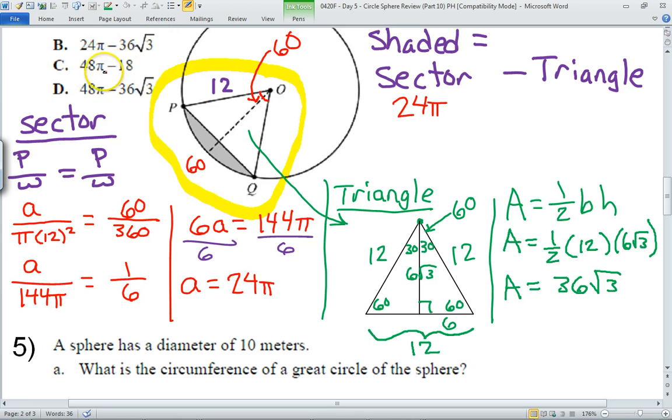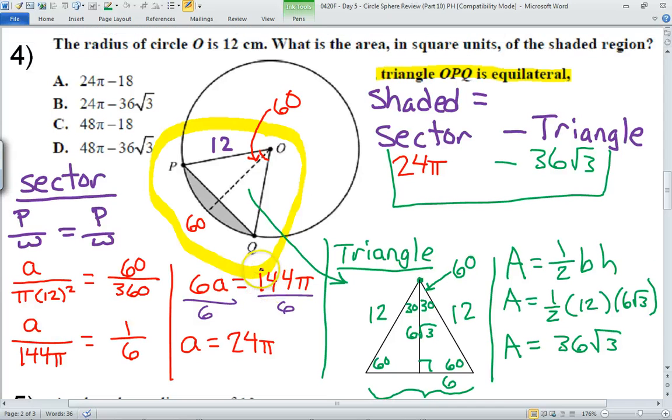Looking over at the multiple choices, I see that they involve radicals and pi's, so it's important that I not get any decimals. So if I include that back in my formula, I wanted the area of the sector minus the area of the triangle, which is 36 radical 3. That was our strategy to find the shaded area. So this should be an exact form of our answer. And sure enough, if I look back at the multiple choices, what do you think I see right here? B is the answer: 24 pi minus 36 radical 3.